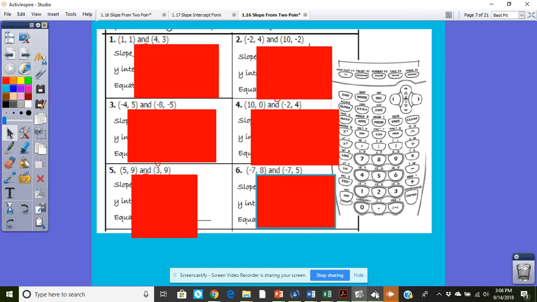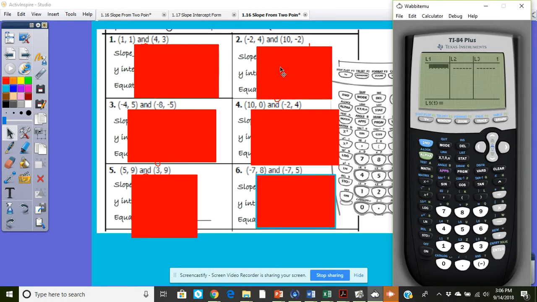Okay, so now to actually do one. In your list, we've got 1, 1 and 4, 3. The first value is an x, so this one here is an x value. If we go over to list 2, we can put that y value, this second one. Underneath that, we're going to put the second ordered pair, which is 4, 3. So your 4 would go here, and your 3 would go over here in list 2.